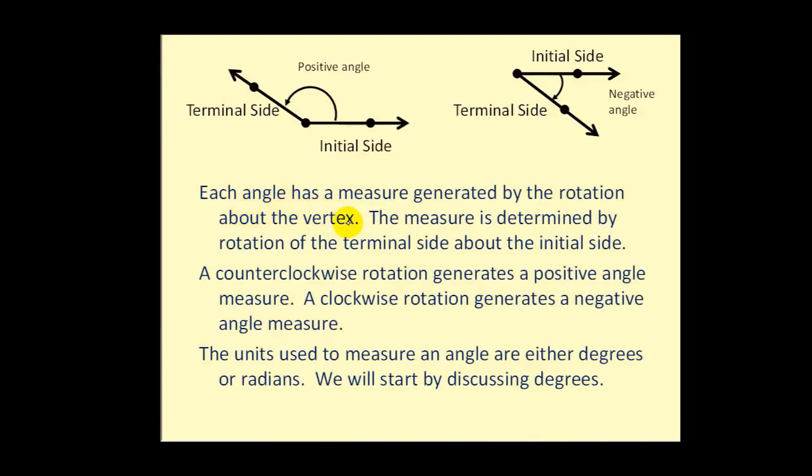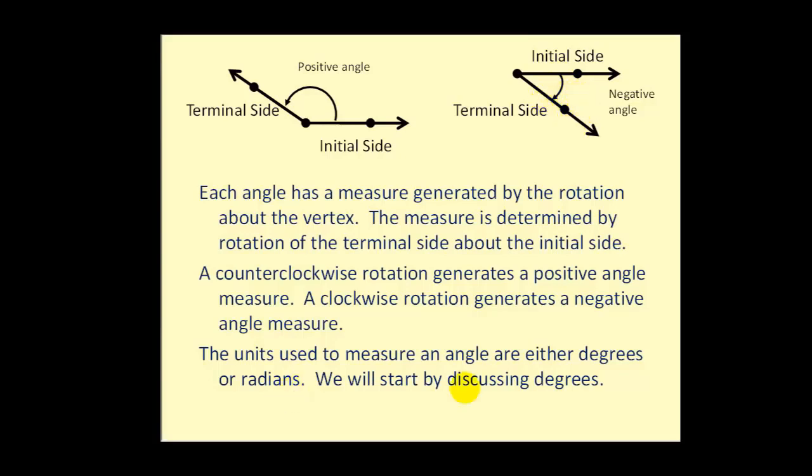Each angle has a measure generated by the rotation about the vertex. The measure is determined by the rotation of the terminal side about the initial side. So here's our initial side, and the second ray, or the terminal side, has been rotated to this position. And when the rotation is counterclockwise, it's a positive angle. If the rotation is clockwise, it's a negative angle.